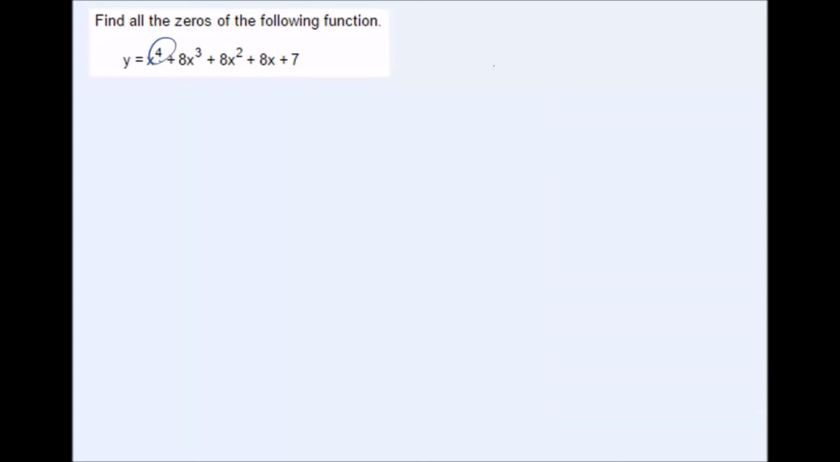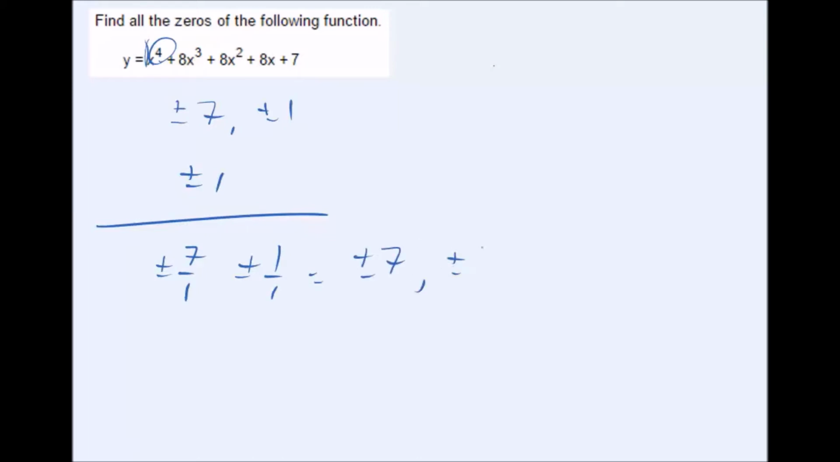Okay? So the first thing we're going to do is list out the possible zeros like we have been doing. Remember, the factors of 7 are plus minus 7, plus minus 1, and the factors of the leading term are 1, so plus minus 1. Then we'll put those together, and we'll say the possible factors are plus minus 7 over 1, and plus minus 1 over 1. We'll simplify that to plus minus 7 and plus minus 1. So those are the possible rational zeros.